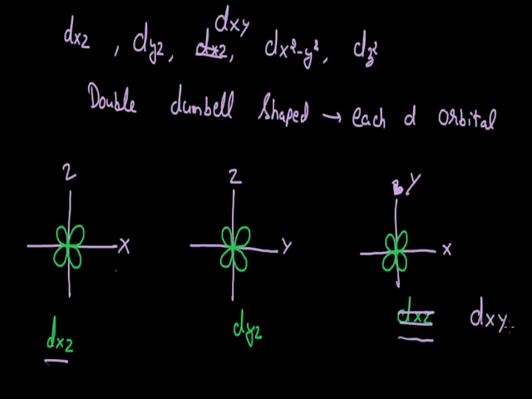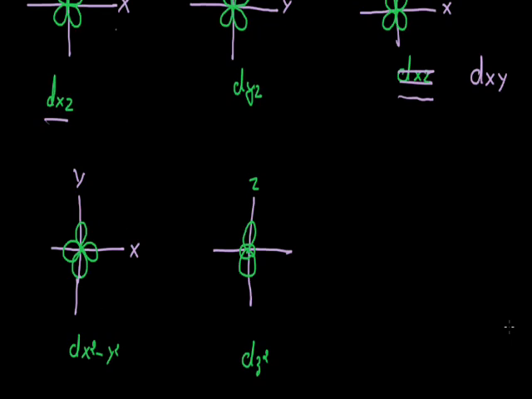Out of these 5, in the initial 3, the 4 lobes are arranged between the axes, while for the last, the lobes are arranged on the axis, and that is the difference between these d orbitals.